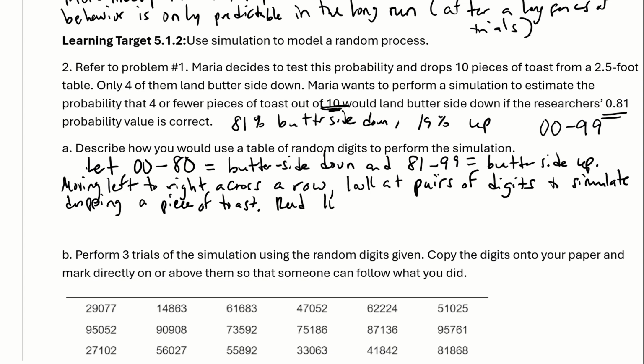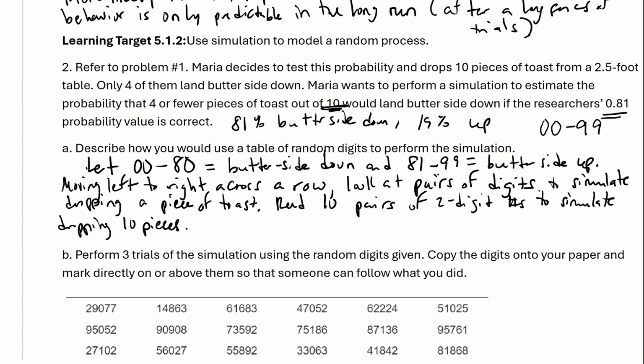Read 10 pairs of 2-digit numbers to simulate dropping 10 pieces. Okay, and this is going to be one trial.